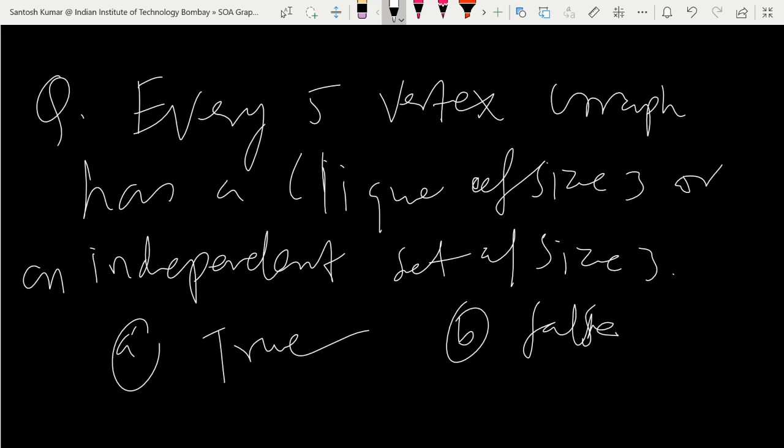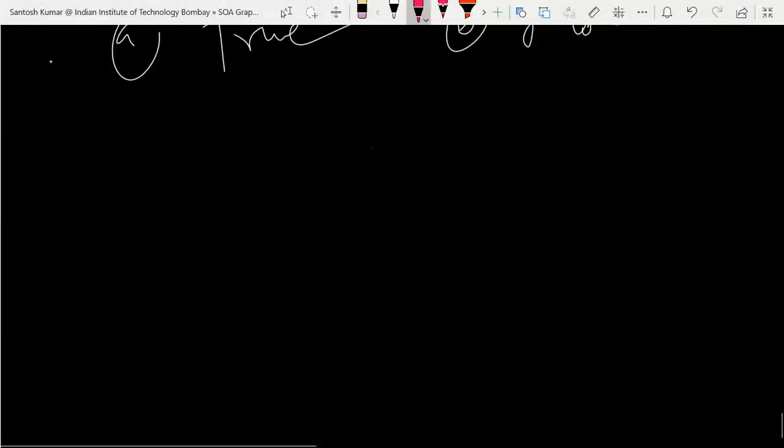False means one example is enough. If you write one graph that has neither a clique nor an independent set of size 3, that's fine. If true, then you have to check all the cases. I mean, you have to prove. So tell me true or false. Sir, false. Why? Sir, in C5 case, this is not matching the statement. Yes.